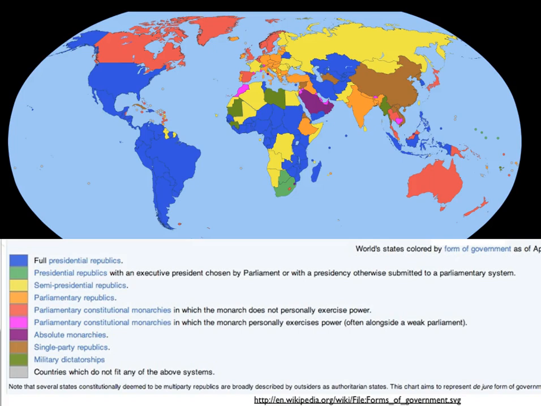If you want to look at the world, these are different levels of presidential systems, parliamentary systems, absolute monarchies, military dictatorships, etc. So you can check that out, and an updated one will be posted to Wikipedia. Normally we don't look at Wikipedia as a source, but in this case, it probably gives us a pretty good idea of what states are under what type of government. You won't need to know that for the test, but in case you're curious who has what type of government.